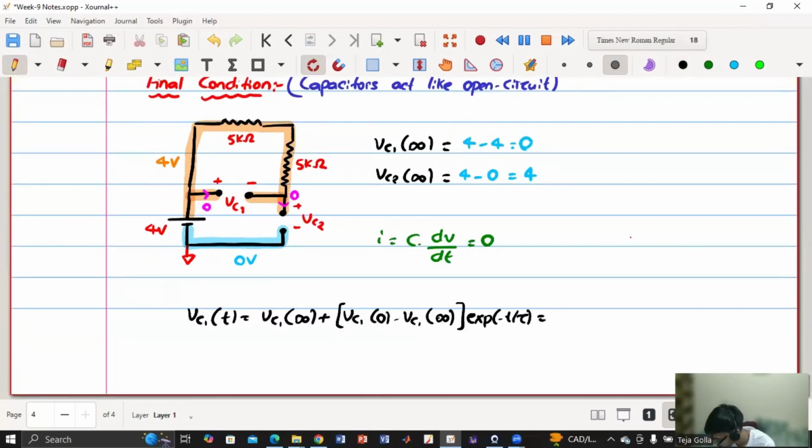So we'll get 2 into exponential minus t by tau. We got tau as 20 micro. Okay.